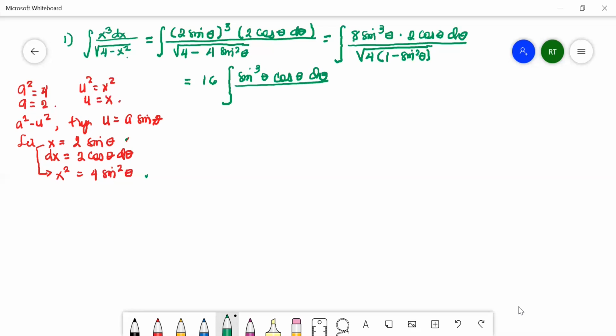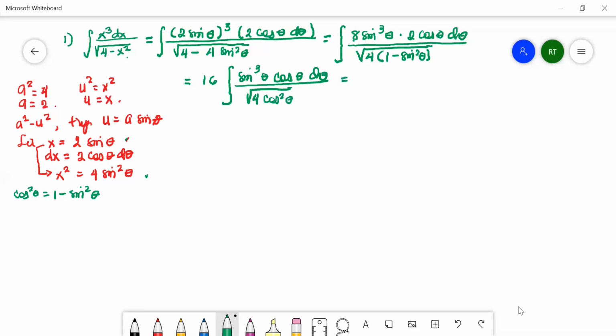We have 4 times the quantity 1 minus sine square of theta. We have to recall that using the Pythagorean identity for sine and cosine, cosine square of theta is equal to 1 minus sine square of theta. Hence, we can replace 1 minus sine square of theta by cosine square of theta, making the radicand equal to 4 cosine square of theta.